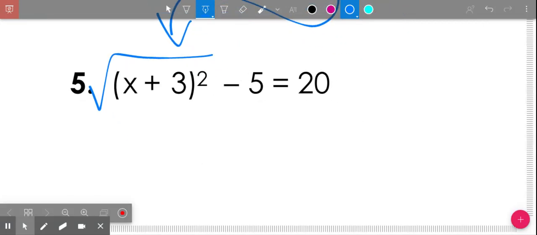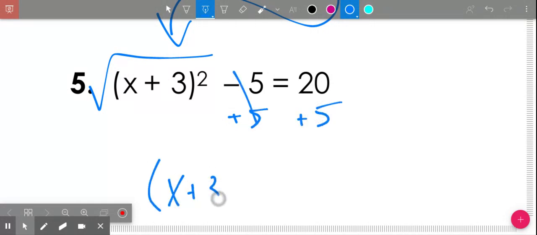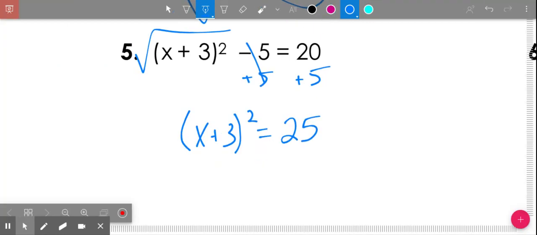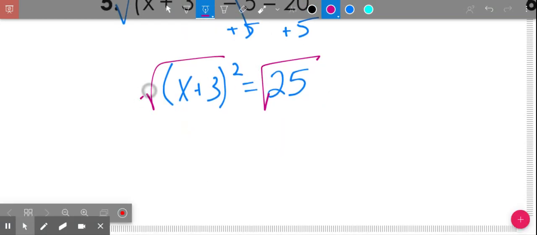So if we were to solve this, we're going to add that 5 over. That'll cancel. So I'll have x plus 3 squared is equal to 25. And now we completed the square. We got x plus 3 squared, so now we can take the square root of both sides. The square root and the square root cancel each other out just to give me x plus 3 is equal to the square root of 25, remember, isn't just 5. We have to write it as plus or minus 5.